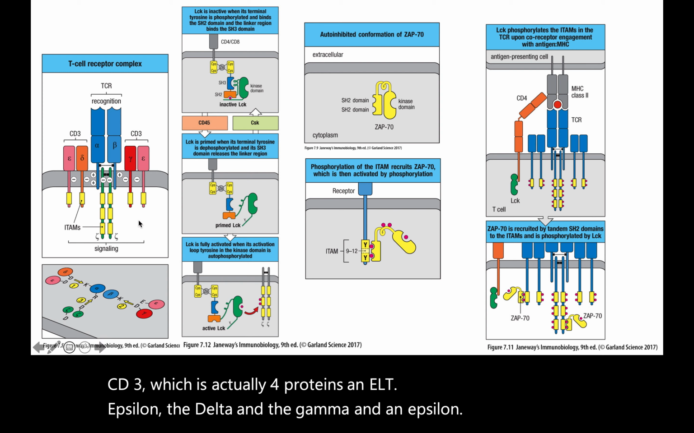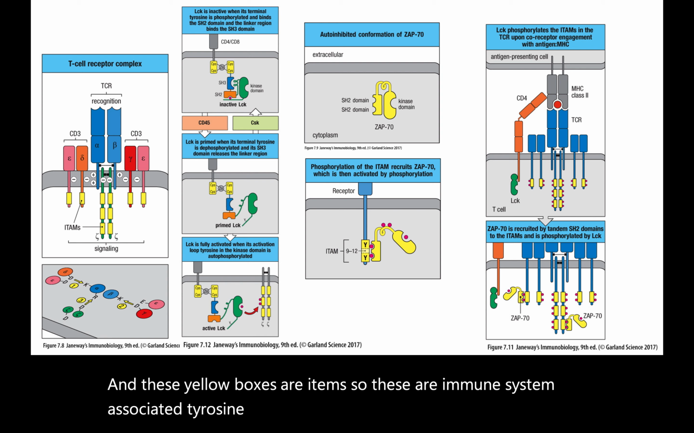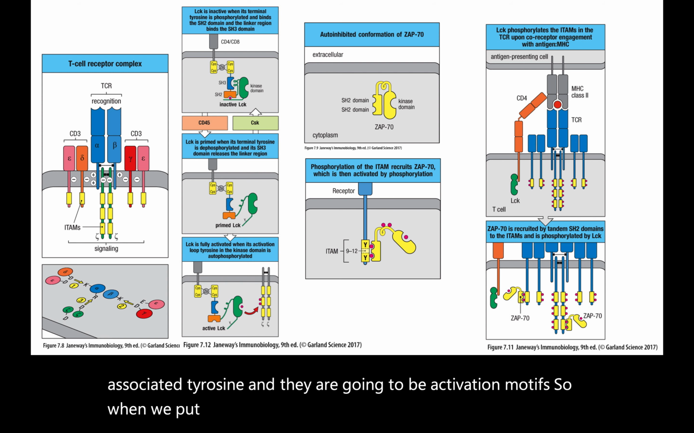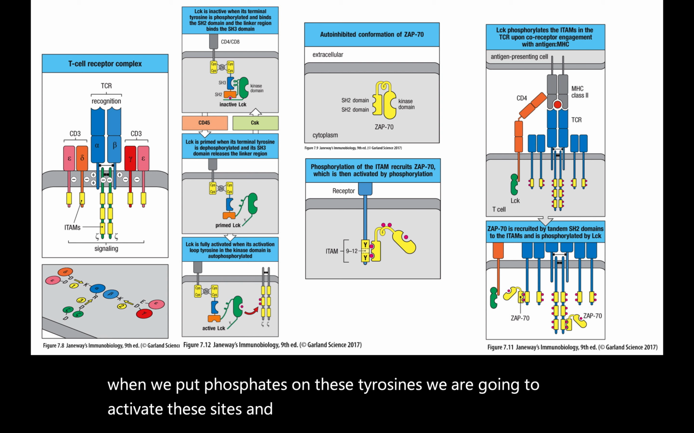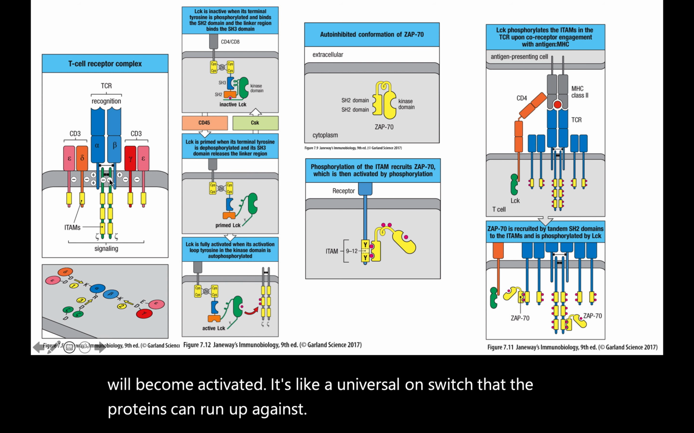And these yellow boxes are ITAMs. So these are immunoreceptor tyrosine-based activation motifs. When we put phosphates on these tyrosines, we activate these sites, and we can then bind proteins to them that will become activated. It's like a universal on switch that other proteins can run up against.